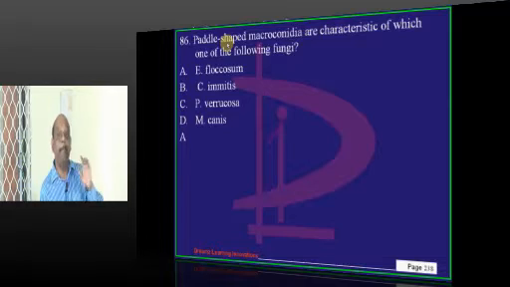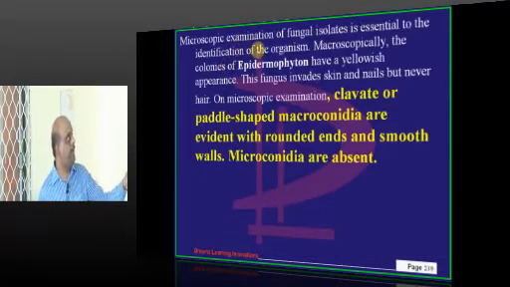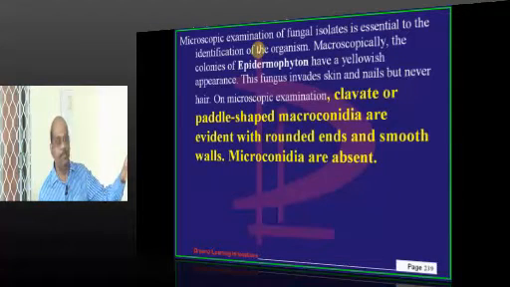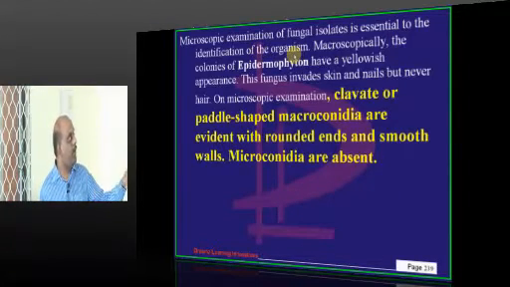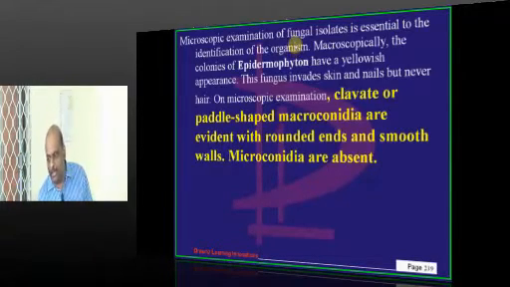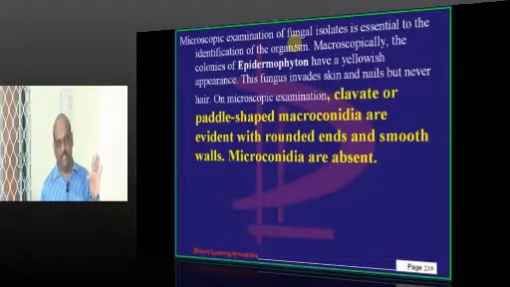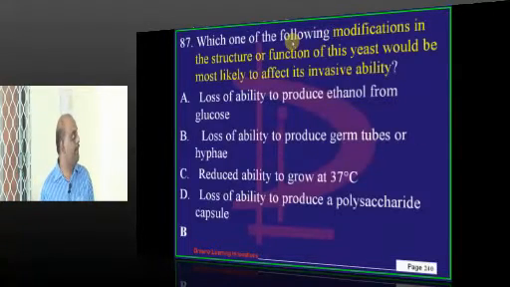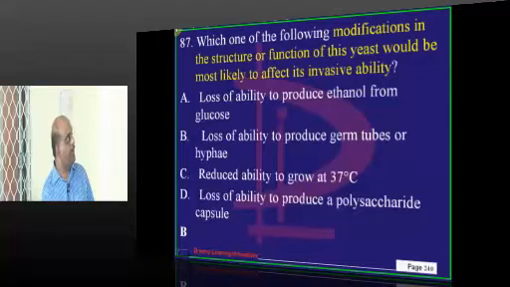Now, paddle shaped macroconidia is a very important feature of Epidermophyton floccosum. It is also called clavate or paddle shaped macroconidia. So we must be slightly going through the microbiology of the dermatophyte infections, which is a favorite issue for the examiner.